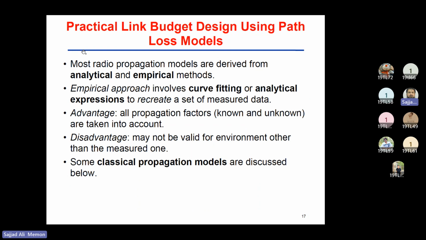Next we have practical link budget design using path loss models. Most radio propagation models are derived from analytical and empirical methods. Analytical methods are the ones that have mathematical expressions: you put in some values and derive the results. Empirical methods are the ones where trials or experiments took place, and from whatever data we get, we formulate a formula. That is the empirical approach or method.